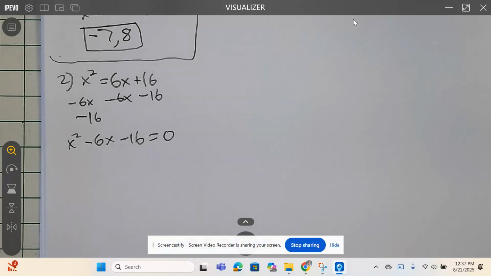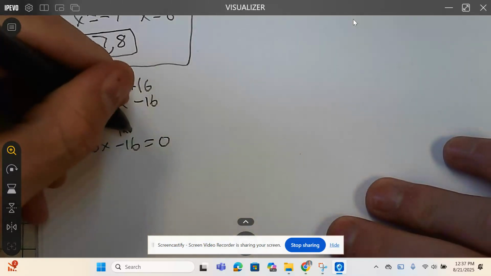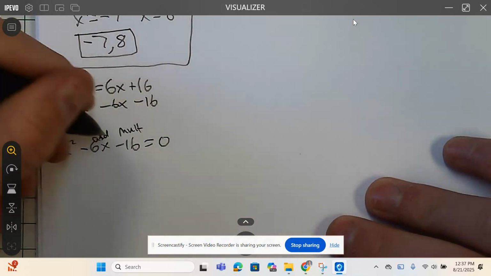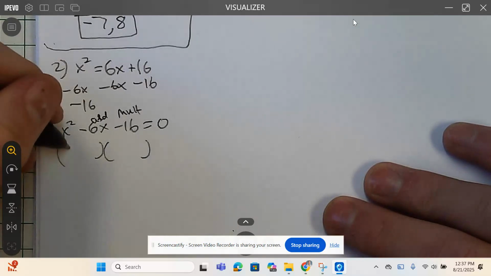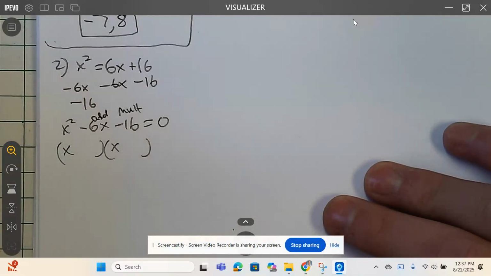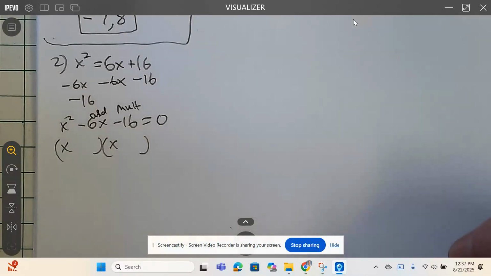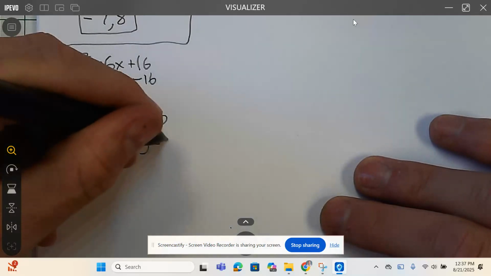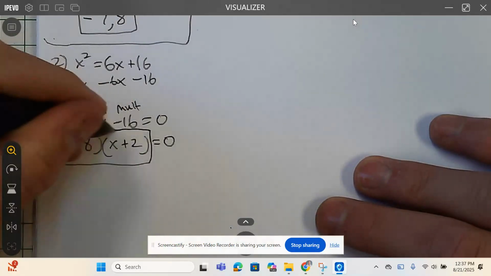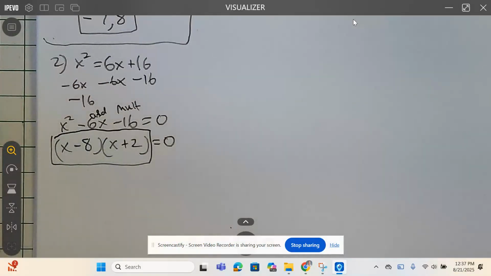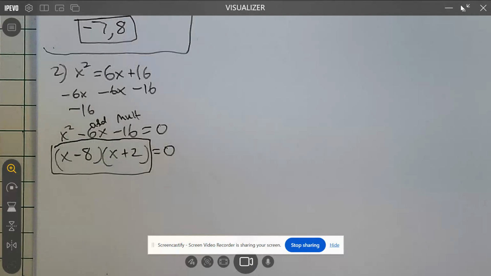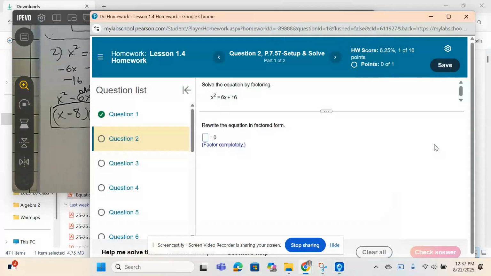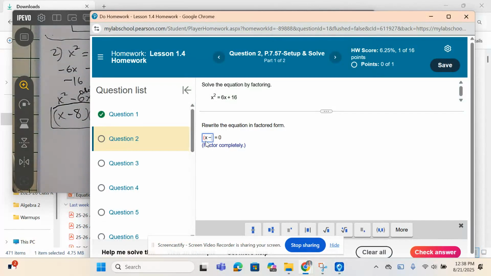Now what we're going to do is find what multiplies to negative 16 and adds to negative 6. Negative 8 and positive 2. Negative 8 plus 2 is negative 6. Negative 8 times 2 is negative 16. So there's my factored form: x minus 8, x plus 2.